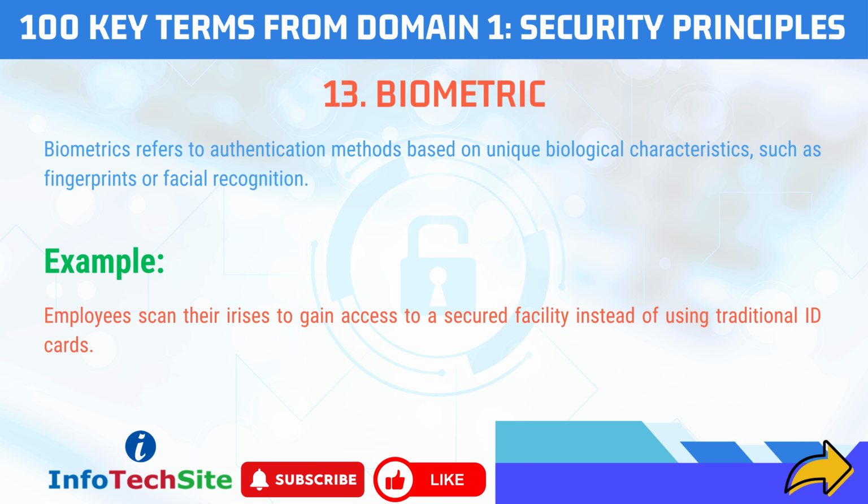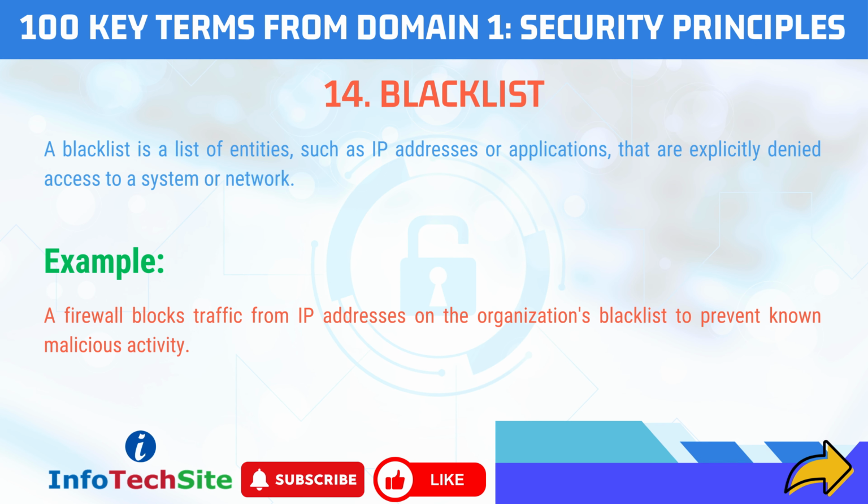Biometric. Biometrics refers to authentication methods based on unique biological characteristics, such as fingerprints or facial recognition. For example, employees scan their irises to gain access to a secured facility instead of using traditional ID cards. 14. Blacklist. A blacklist is a list of entities, such as IP addresses or applications, that are explicitly denied access to a system or network. Here is an example. A firewall blocks traffic from IP addresses on the organization's blacklist to prevent known malicious activity.